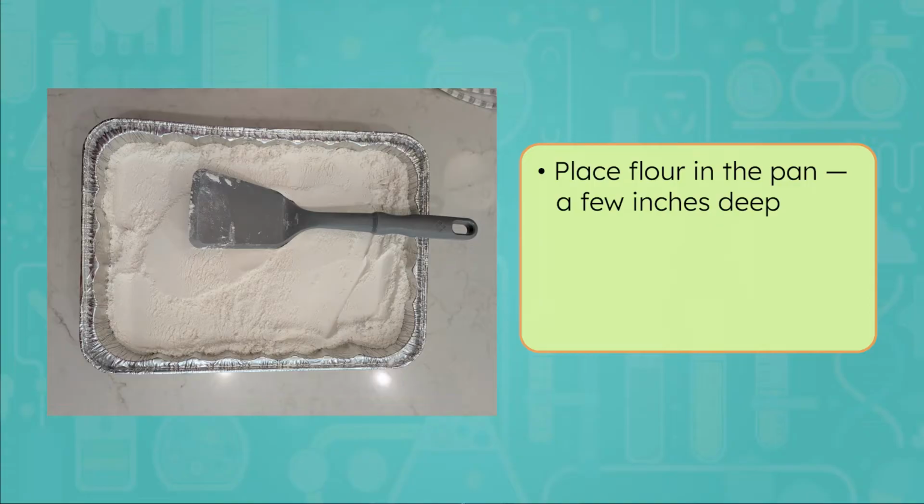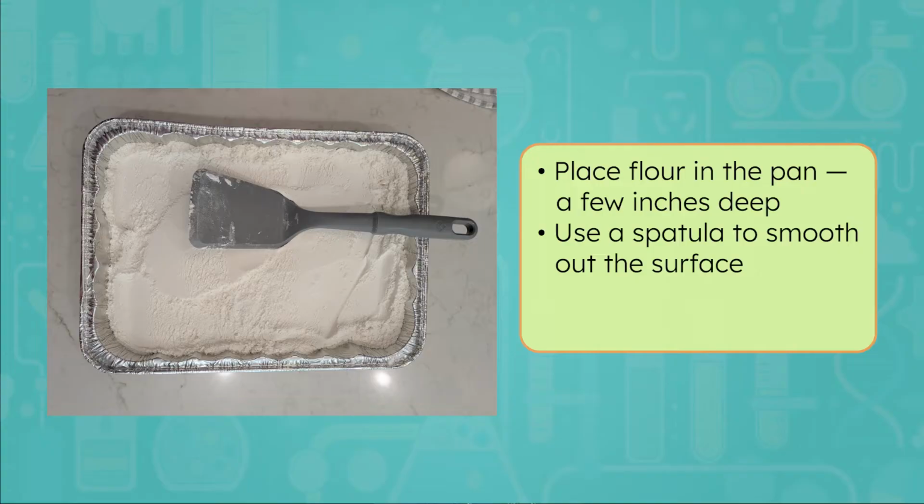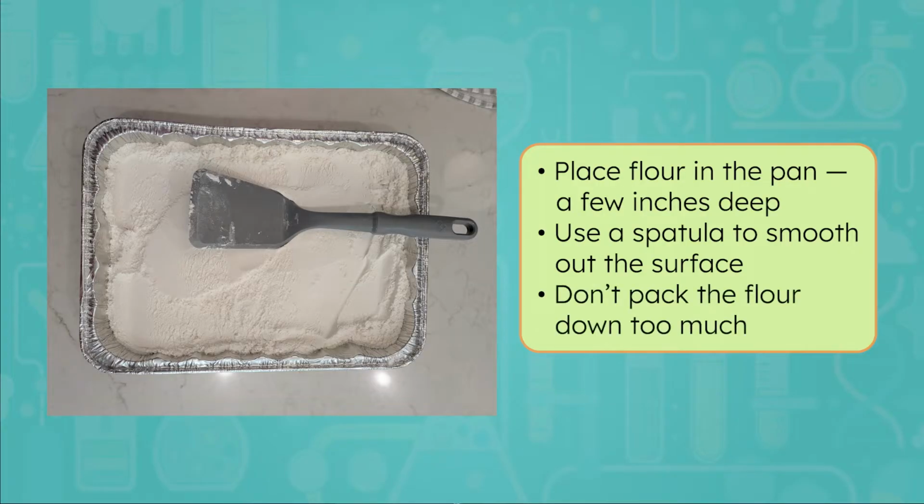Start by placing flour in the pan. Make sure the flour is at least a few inches deep. Use a spatula or other flat utensil to smooth out the surface so that it's mostly level, but don't pack the flour down too much. It should still be soft and fluffy on the surface.